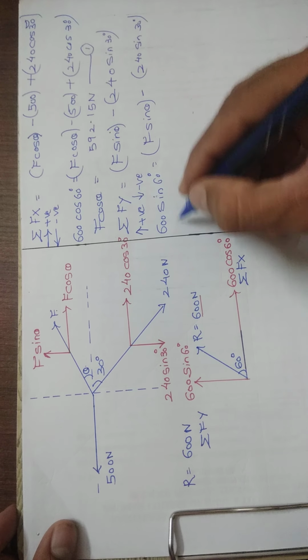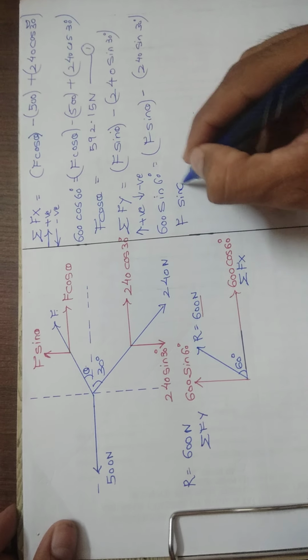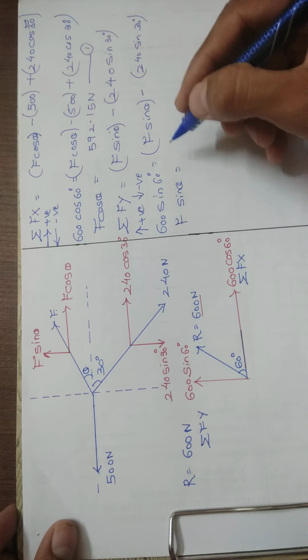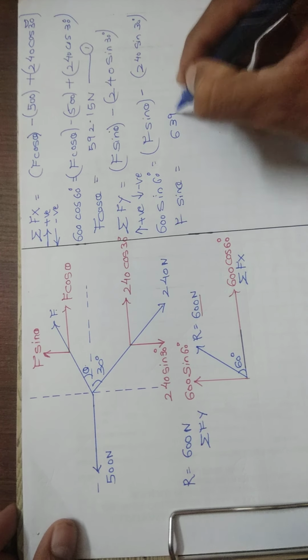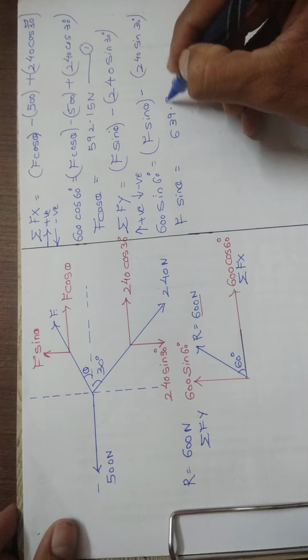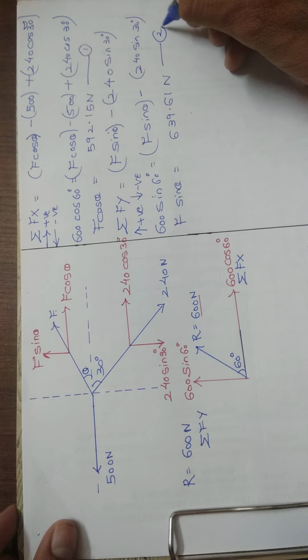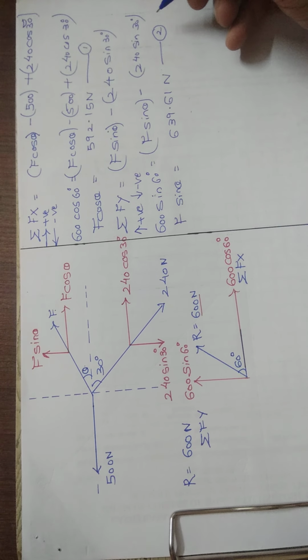Okay, so simple addition and subtraction is there. So F sine theta, taking this to the right side, its value comes to be 639.61 newtons. Call this equation number 2.